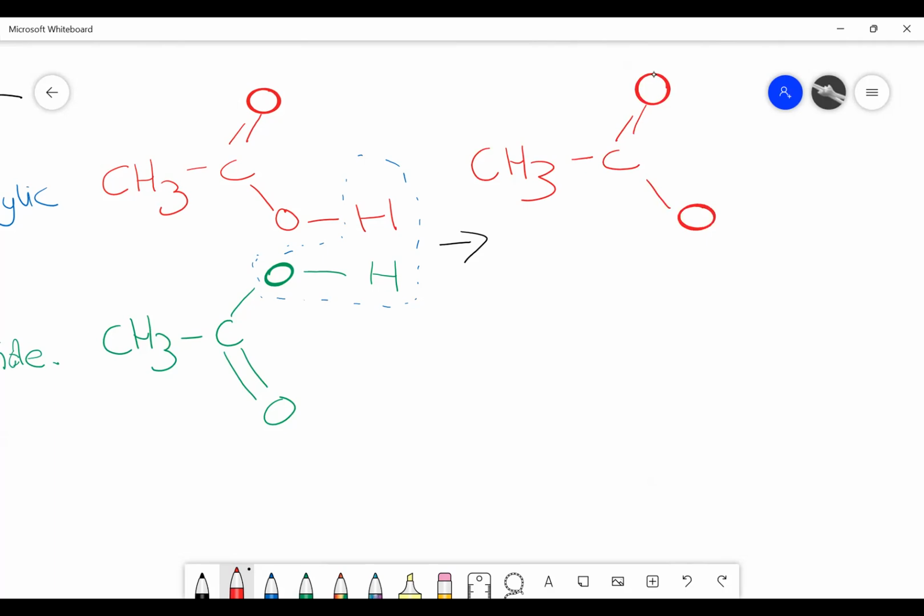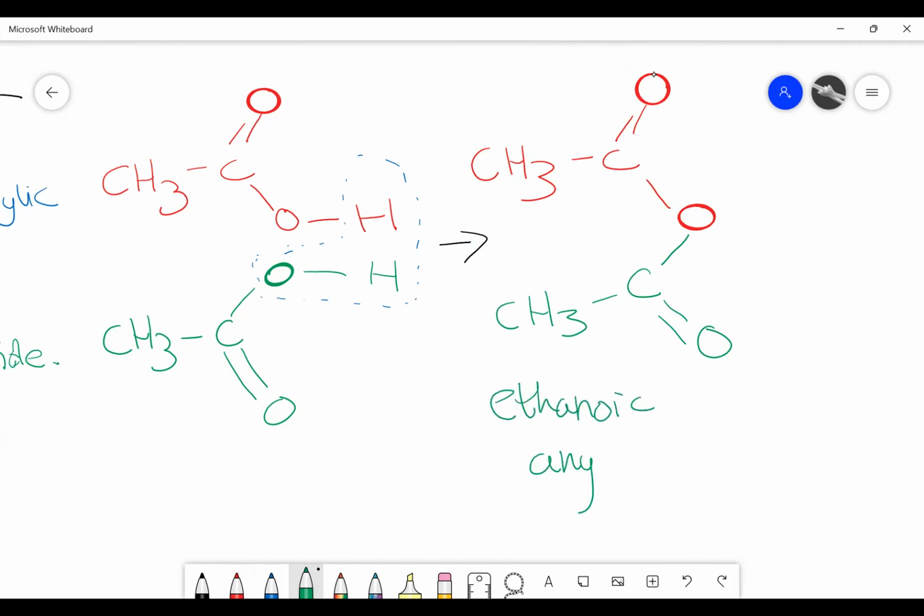Our oxygen then joins to the carbon of the second carboxylic acid. And this here is our ethanoic anhydride. And then we also have H2O, which came from there.